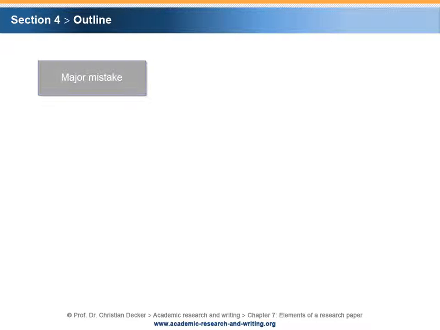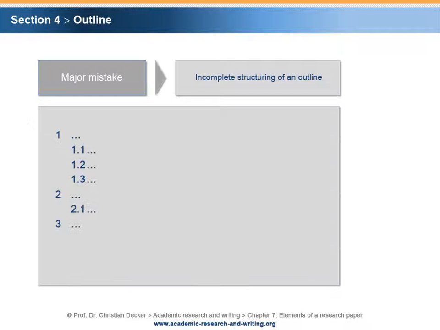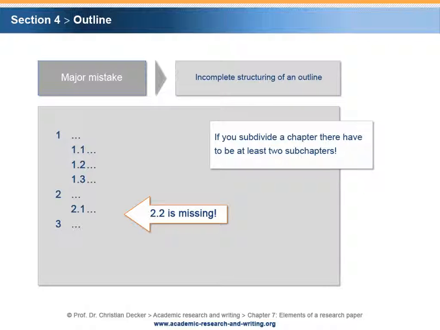A major mistake that has to be avoided is the incomplete structuring of an outline. In the following example, section 2.2 is missing. The general rule is, if a chapter is subdivided, there have to be at least 2 subchapters. Please note that many articles have an incomplete structure. This is one of the reasons why a certain degree of academic literacy and skepticism is needed while using other information sources.